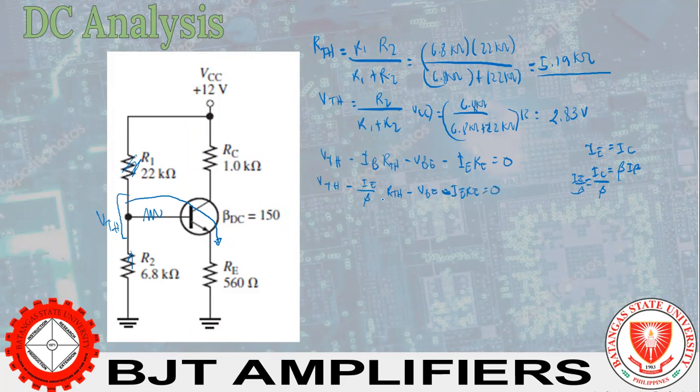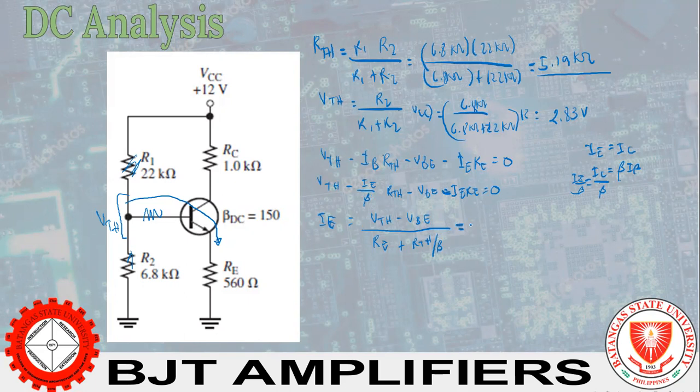Again. So, therefore, we have IE equals natin kay VTH minus VBE over natin kay RE plus si RTH over beta. Ano? So, yun natin magiging formula.